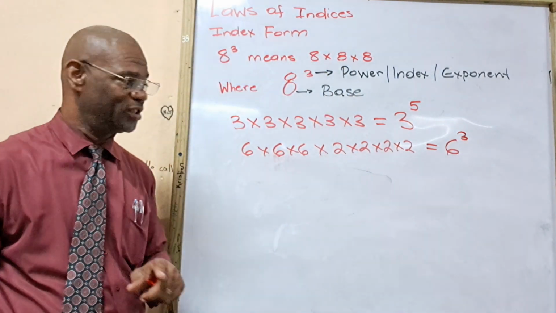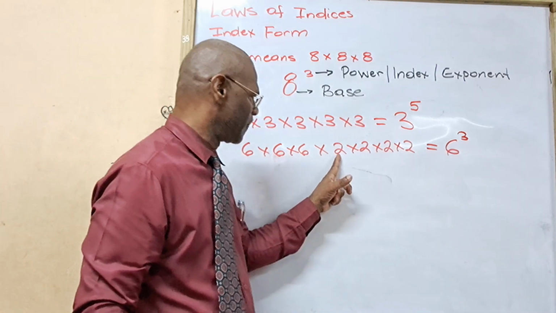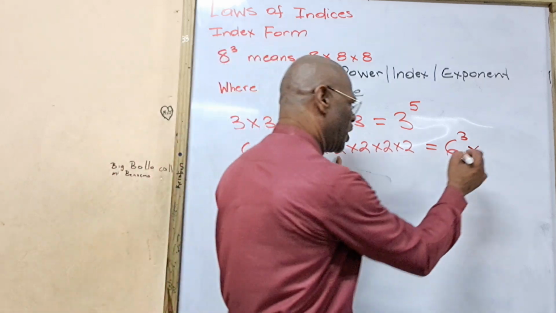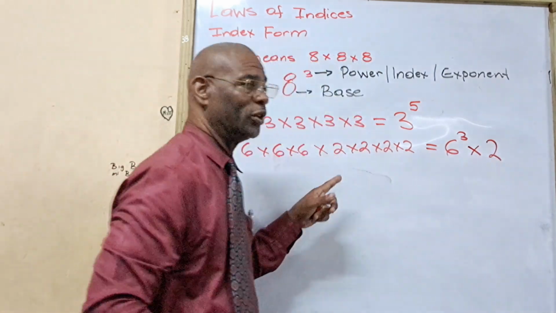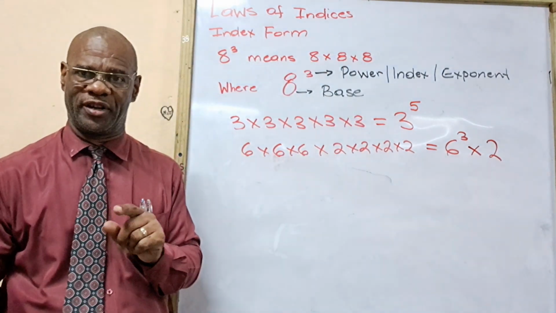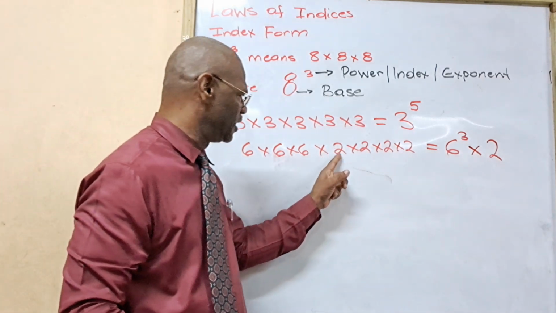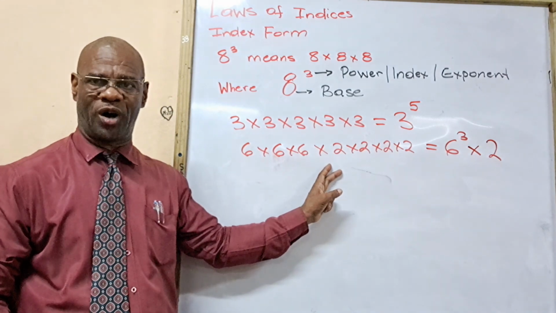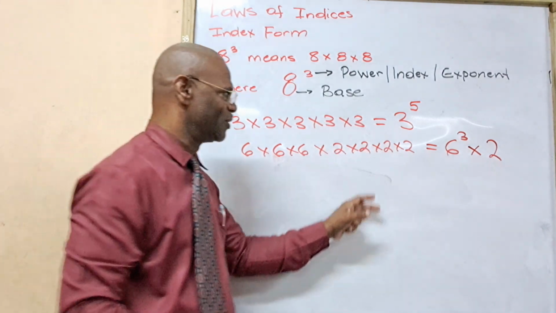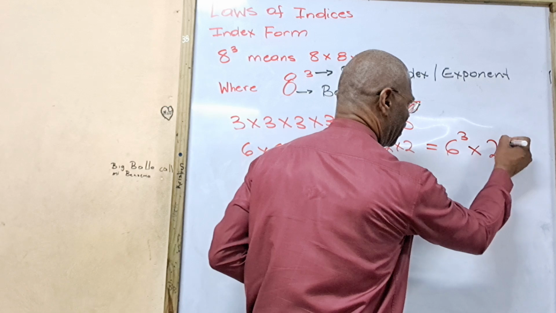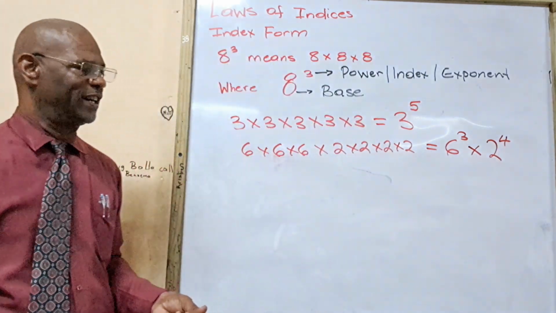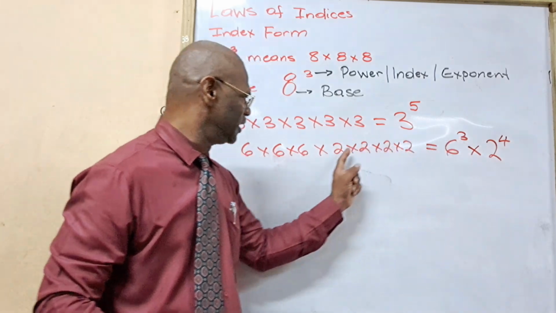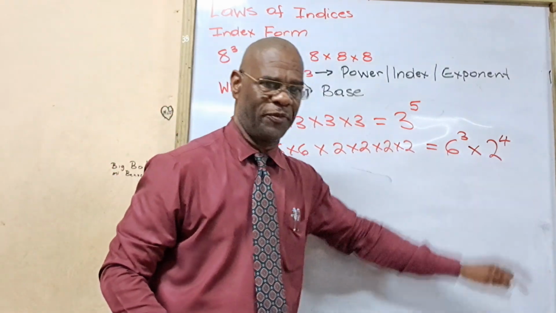Alright, but we are not finished. Let's hop over to the 2's. So we say times, and then we use 2 as our base, and then we count the number of times that we see 2 occurring. Okay? So we have 1, 2, 3, 4. So 2 occurs there 4 times. So we use that as our power or index. Alright? So that gives us 6 to the third power times 2 to the fourth power.